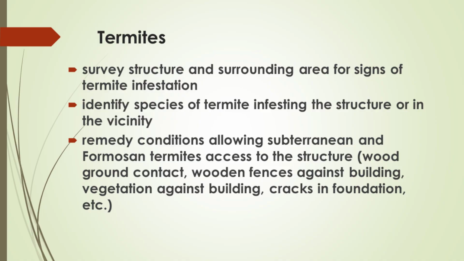Termites. Survey structure and surrounding area for signs of termite infestation. Identify species of termite infesting the structure or in the vicinity. Remedy conditions allowing subterranean and Formosan termites access to the structure: wood-to-ground contact, wooden fences against building, vegetation against building, cracks in foundation, etc.